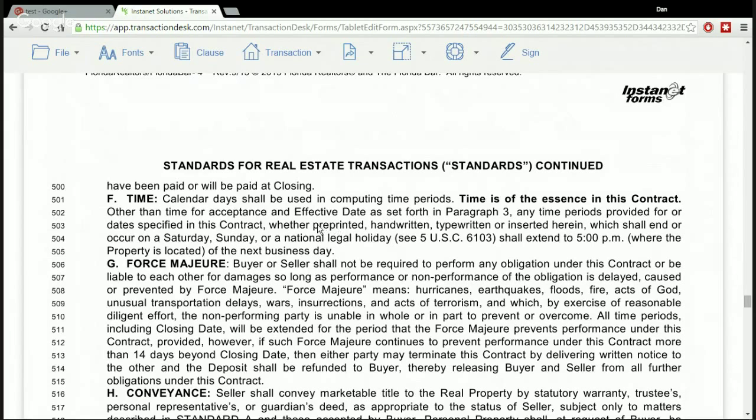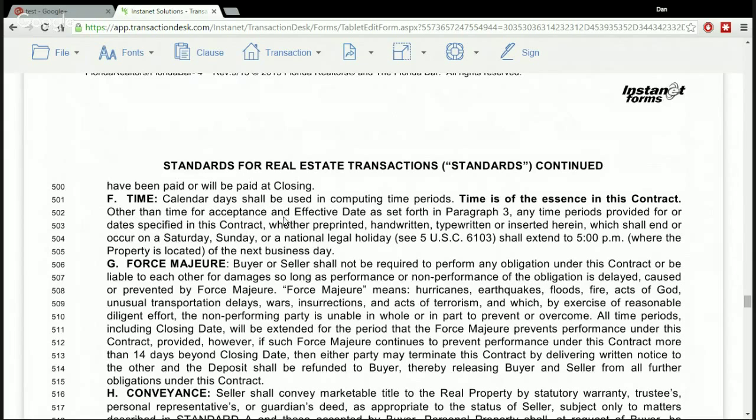Any of those dates that end or occur on a Saturday, Sunday, or national holiday shall extend to 5 p.m. the next business day. So an acceptance date or a time for acceptance could be Christmas Day, and it would not get pushed to the next day. It could be Christmas Day. Same thing with an effective date.